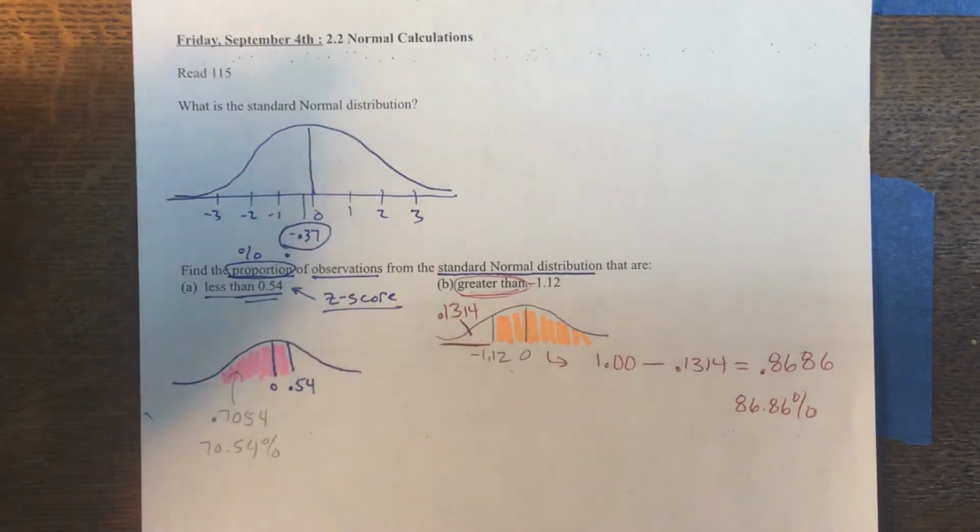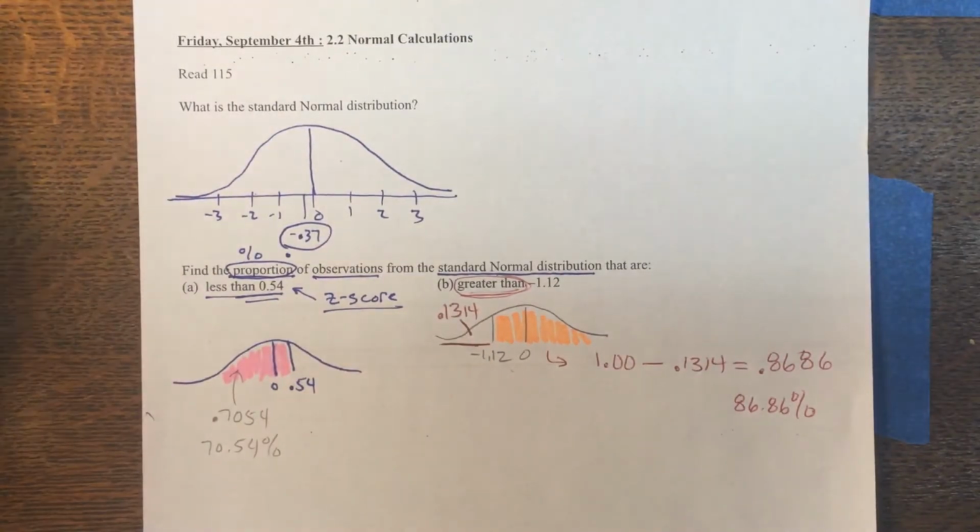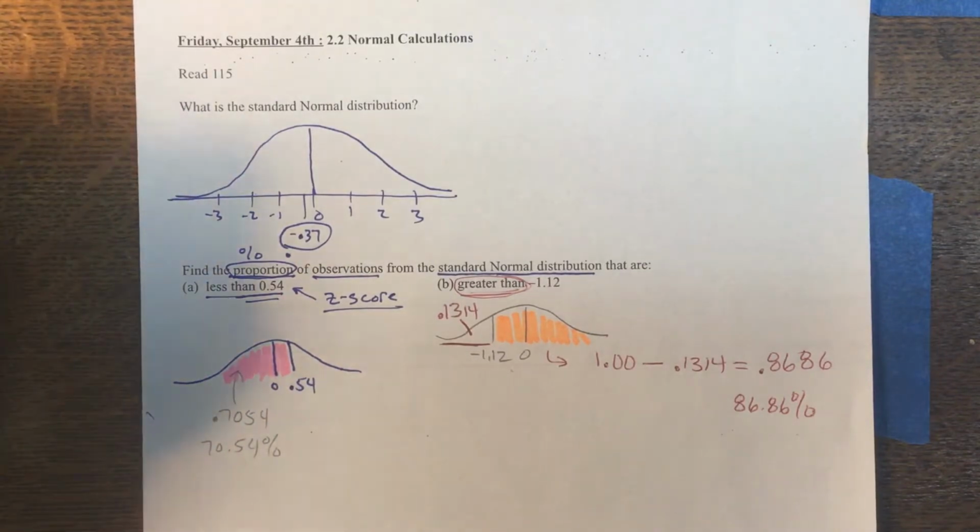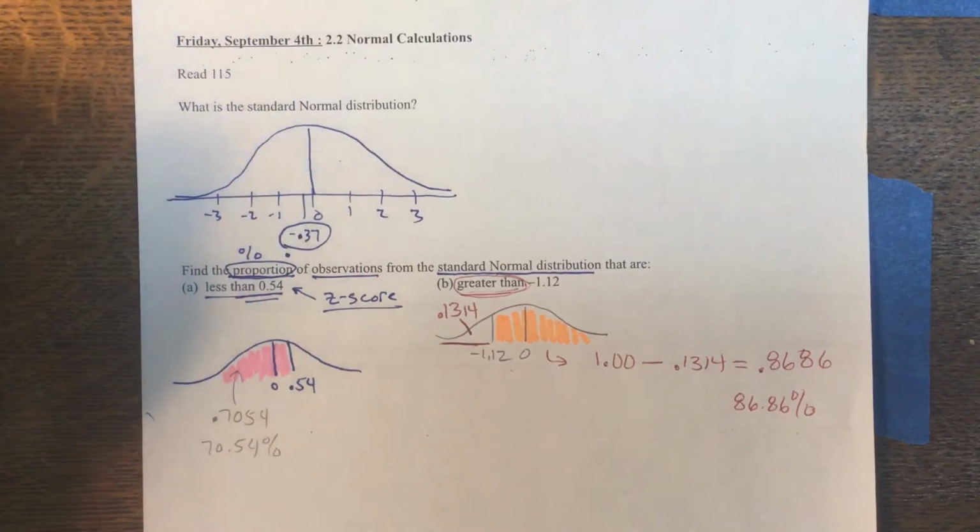Morning, guys. This is my second one trying this 2.2 normal calculations. The first one was 21 minutes long, and I only got halfway through it, and it was an absolute nightmare. It's probably the worst video I've ever put together. And so it's on YouTube. I'm going to erase it after this one.